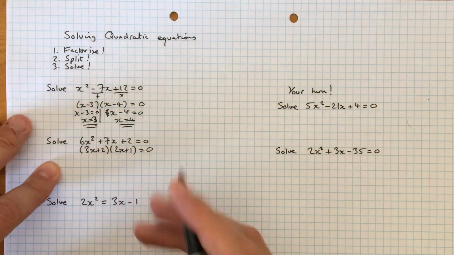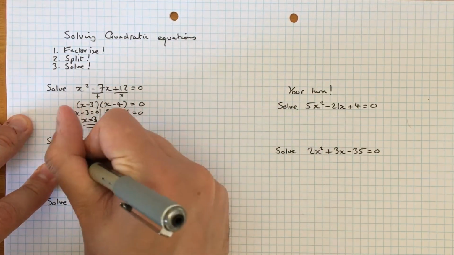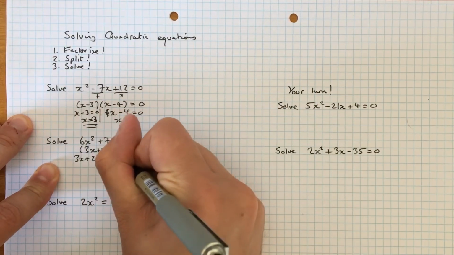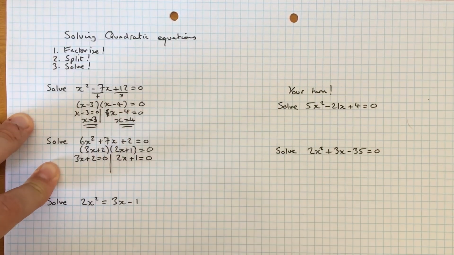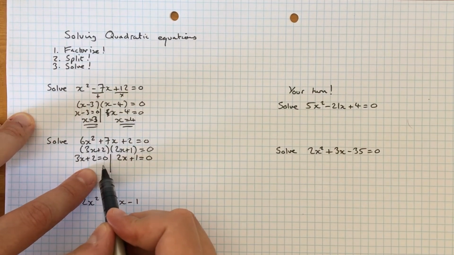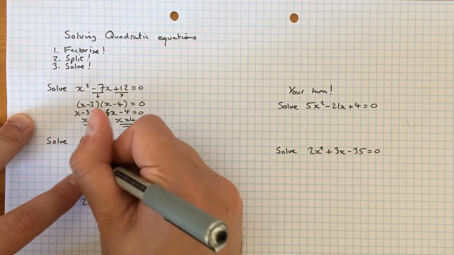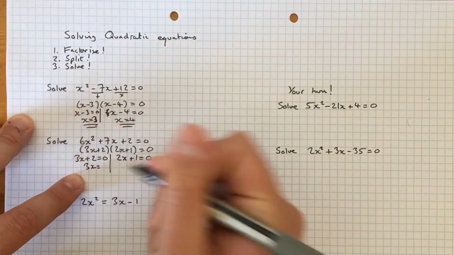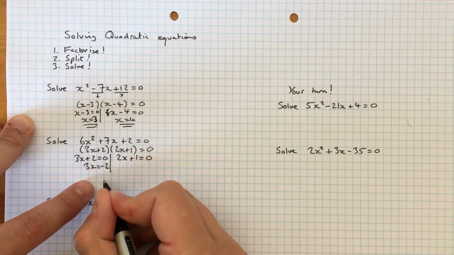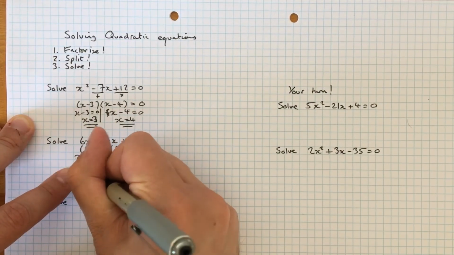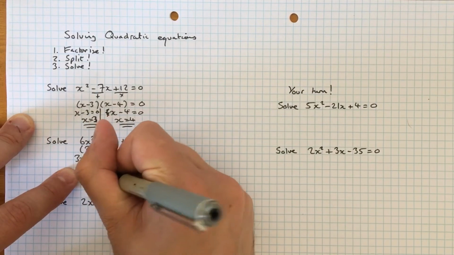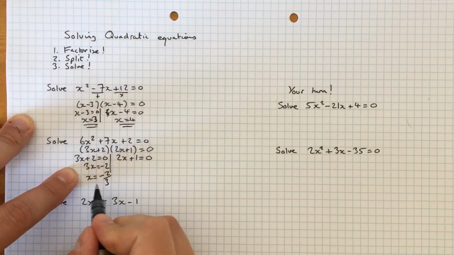So, we factorised, we now split it up. So we've got 3x plus 2 equals 0 and 2x plus 1 equals 0. So now we've got two little equations to solve, so I'm going to solve this one by subtracting 2 from both sides. So I get 3x equals minus 2. And then I'm going to divide both sides by 3. And of course, we will leave our answer as a fraction because fractions are your friends. Okay, so there's one solution.